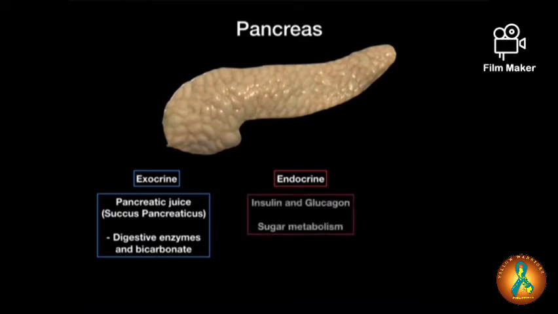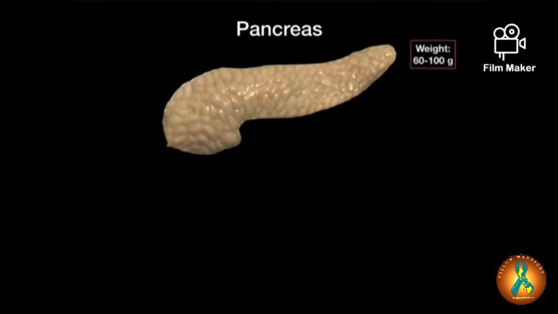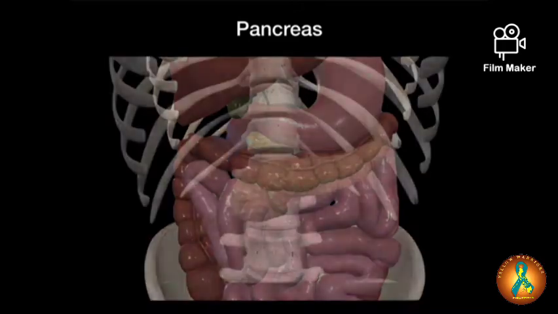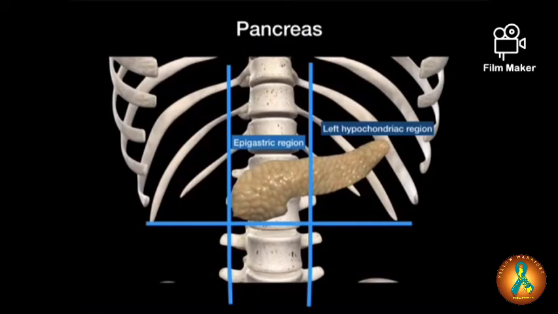Alright, and the endocrine part of the pancreas is mainly sugar metabolism through these two hormones here called insulin and glucagon. Insulin reduces the sugar while glucagon increases the sugar in the blood. So the pancreas has really important functions in the body. The pancreas weighs around 60 to 100 grams, and it's about 14 to 18 centimeters long and 2 to 3 centimeters wide. And if you look at the abdominal cavity anteriorly, the pancreas is here. And if you remove everything, you'll see that the pancreas lies inside the epigastric region, also the left hypochondriac region.